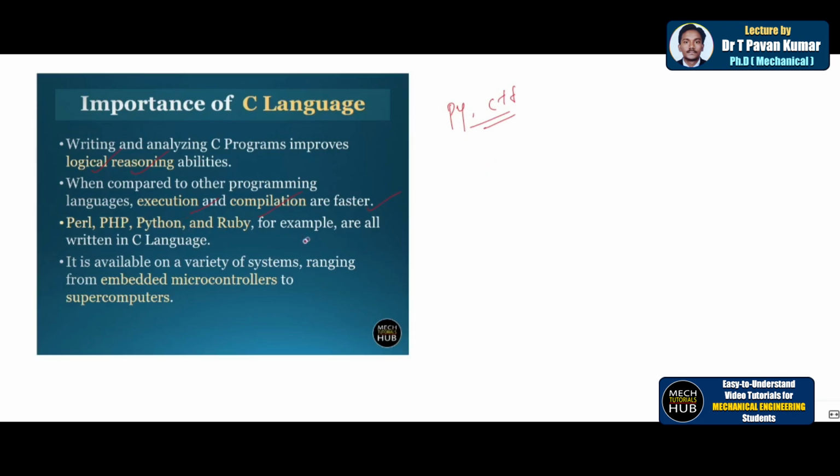These are the examples, a few examples I have given. C is available on a variety of systems, ranging from embedded microcontrollers to supercomputers. Let me change the color so that you could see properly. C is available on a variety of systems, ranging from embedded microcontrollers these days to computers also. That is how it ranges.